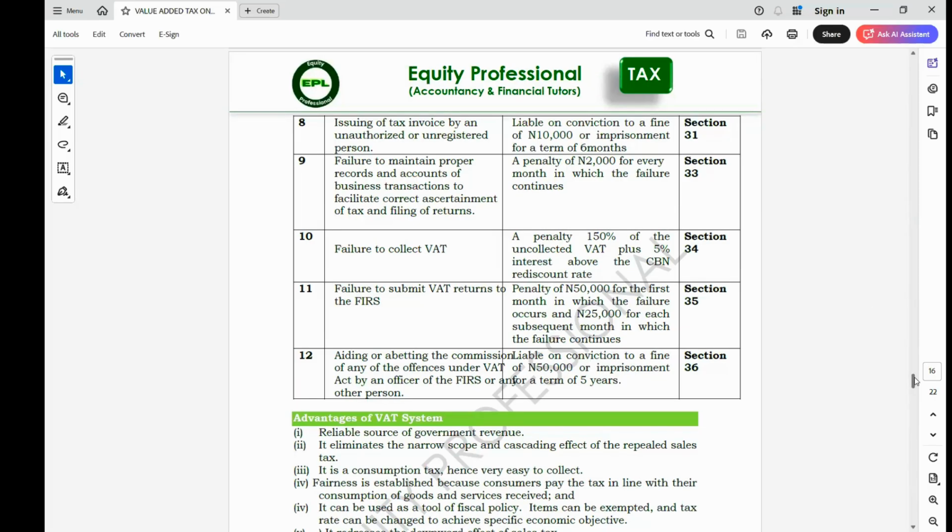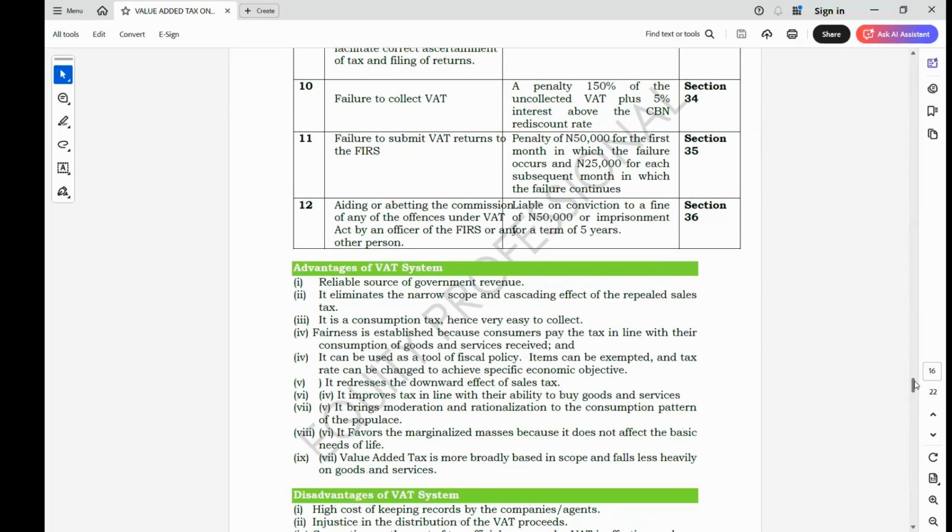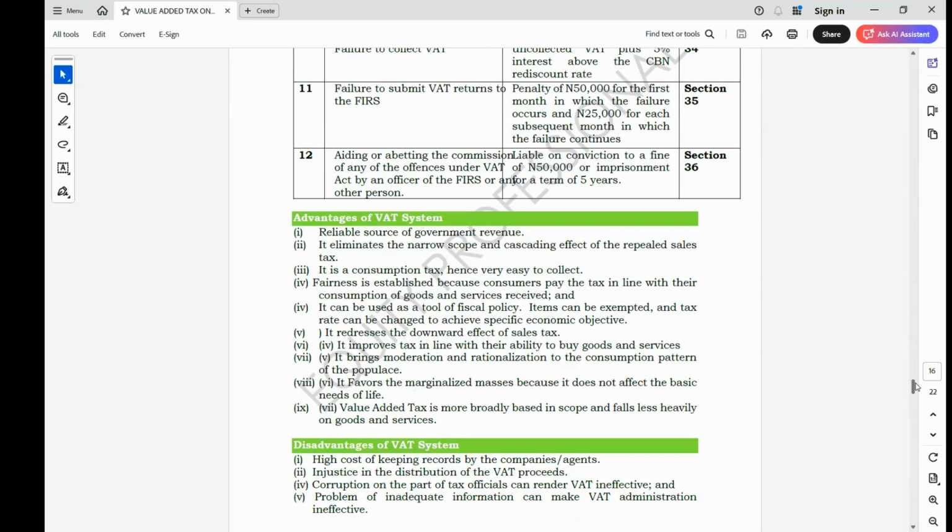Then you may also be asked for the advantages. So the advantages: it is a source of income, a reliable source of government revenue. So it eliminates the narrow scope and cascading effect of the old sales tax. So under the sales tax, it only applies at the final stage, but at this stage you are going to apply it at each stage of the distribution and consumption. So those are the advantages.